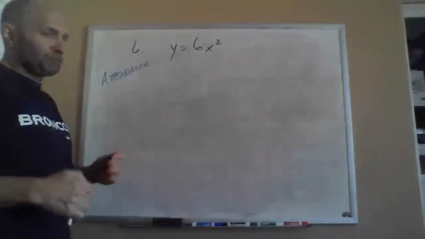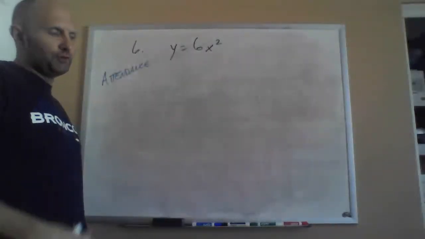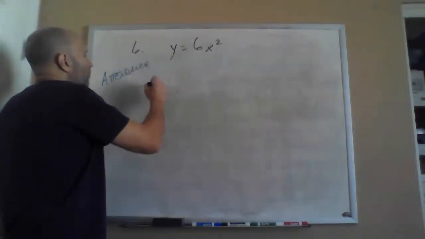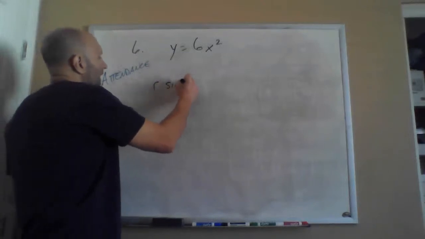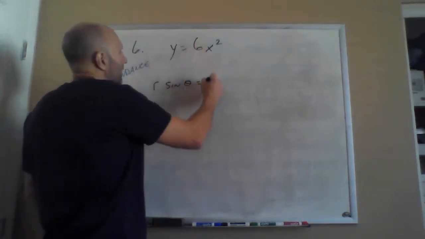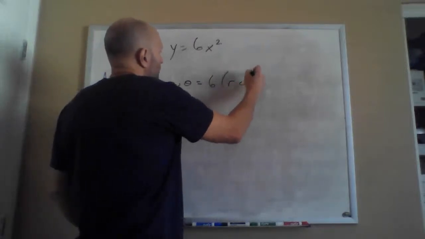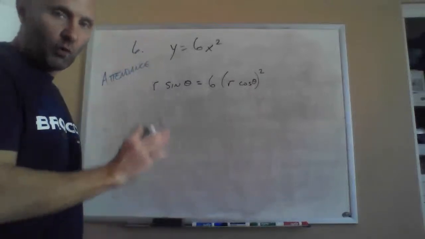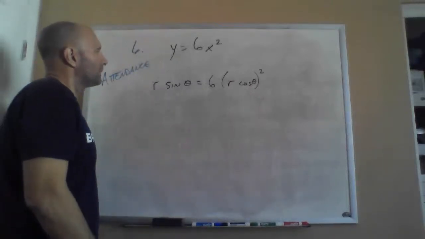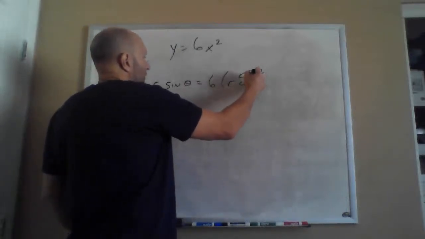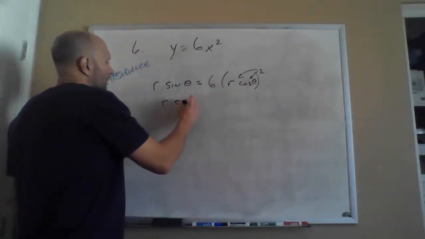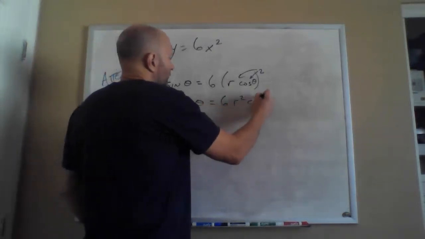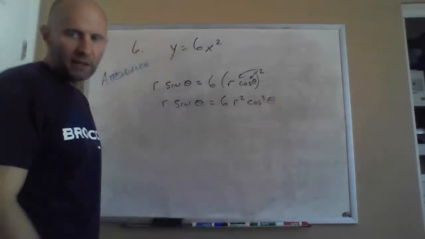So first thing we're going to do, we need to get our R's and our thetas into the problem. So we use that substitution. So Y is what? It's R sine of theta. And X is R cosine of theta. But the whole piece, because of the X squared, the whole piece gets squared. So if I bring in this square to both of these pieces, I have R sine of theta is 6R squared cosine squared of theta.